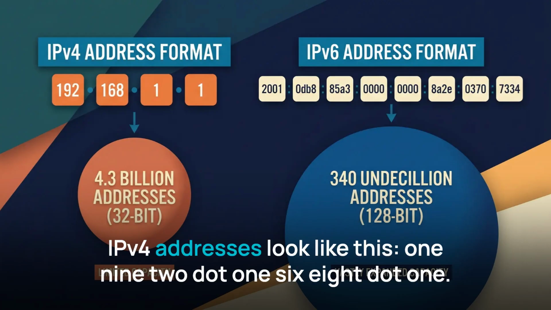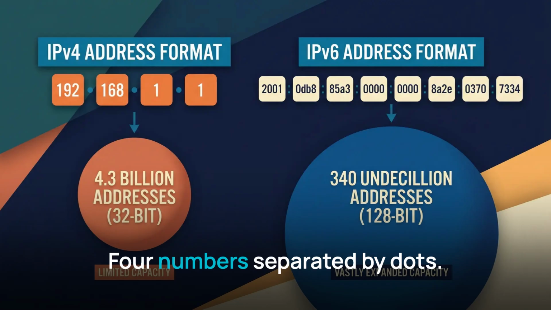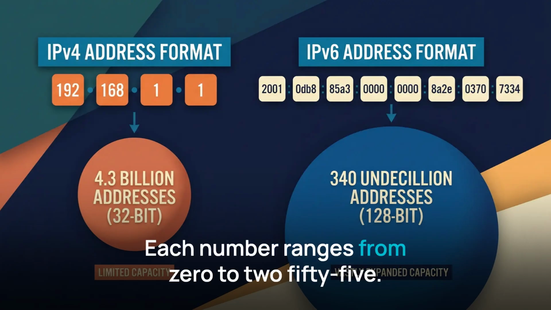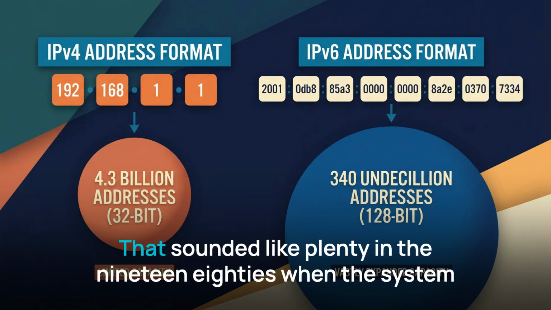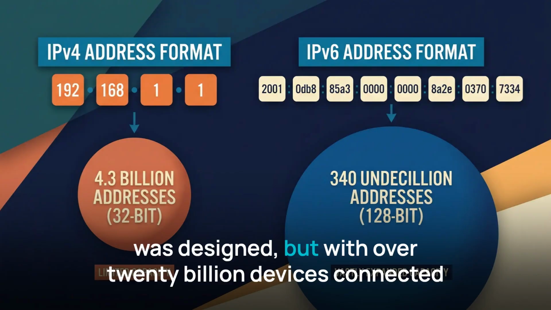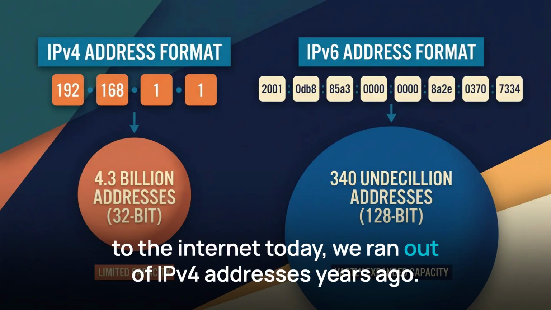IPv4 addresses look like this: 192.168.1.4. Four numbers separated by dots. Each number ranges from 0 to 255. This gives us roughly 4.3 billion possible addresses. That sounded like plenty in the 1980s when the system was designed, but with over 20 billion devices connected to the internet today, we ran out of IPv4 addresses years ago.